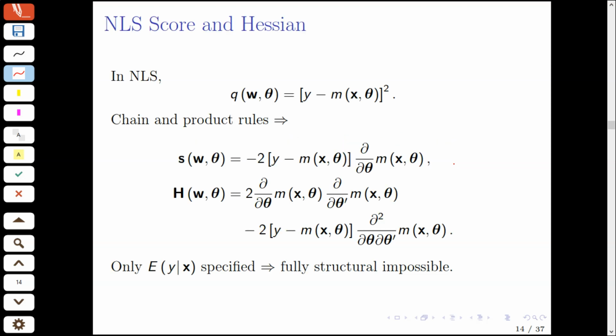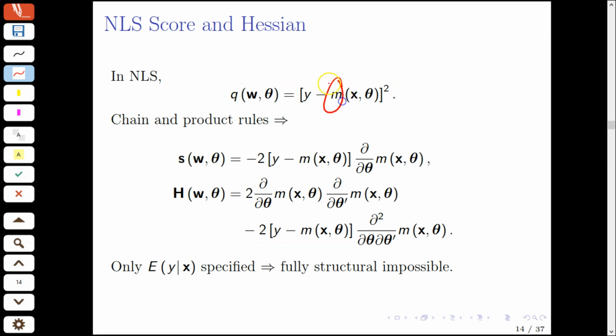So recall that in the nonlinear regression framework, the nonlinear least squares estimator is an M-Estimator which uses the following Q function. That is, we use the square of the difference between the outcome of interest and our model for its conditional mean, as represented by this M function.